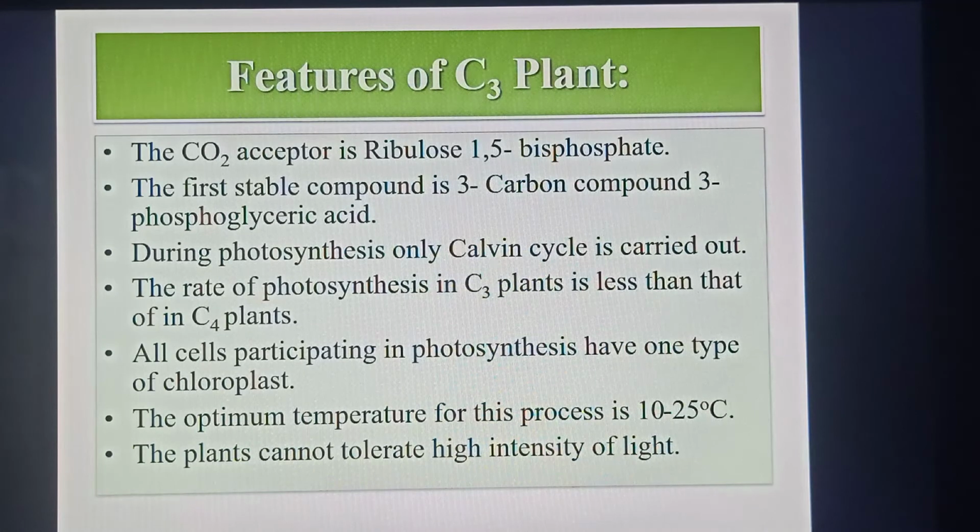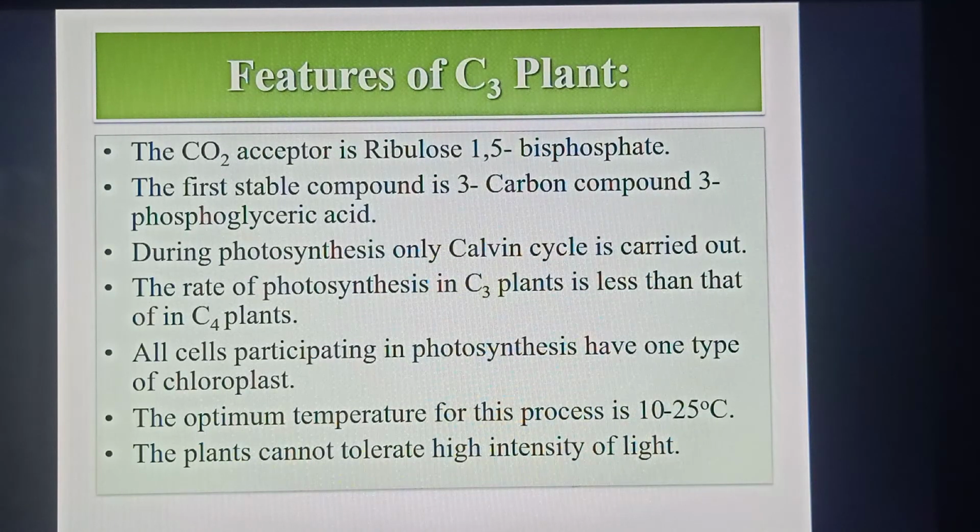The rate of photosynthesis in C3 plants is comparatively less than that in C4 plants. All cells participating in photosynthesis have one type of chloroplast. Why is it written like that? Because in the case of C4 plants, there are two types of chloroplast, mesophyll chloroplast and bundle sheath chloroplast. And for this reason it is written here, all cells participating in photosynthesis have one type of chloroplast.